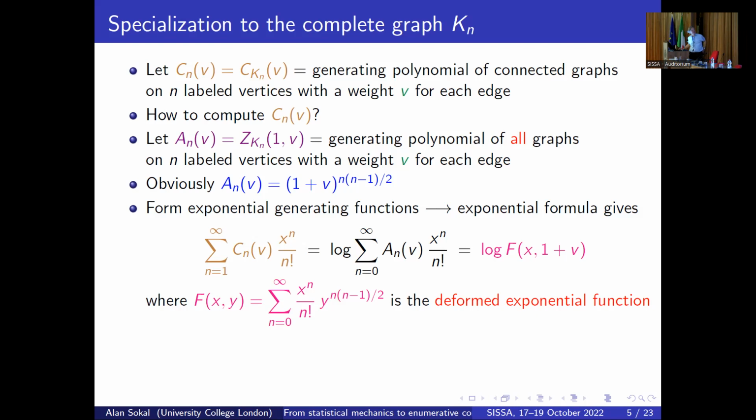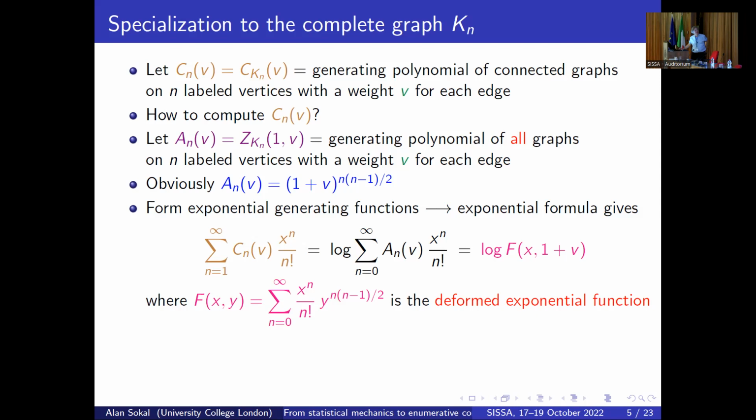And what is the exponential generating function of all graphs? Well, we know it. It's the sum of x to the n over n factorial, that's the exponential weights, and then (1+v) to the n choose 2. And so I'll write it this way. I'll define what I call the deformed exponential function, the sum of x to the n over n factorial, y to the n choose 2.